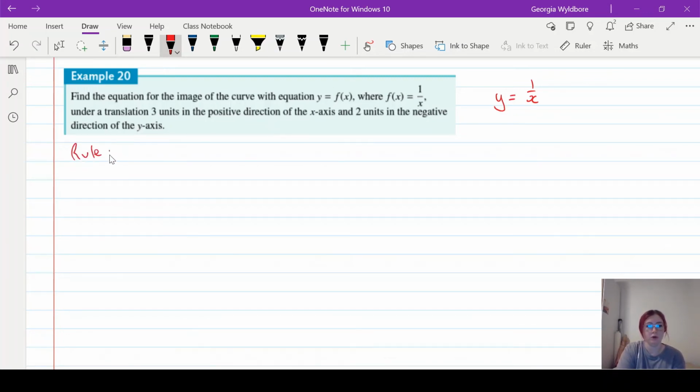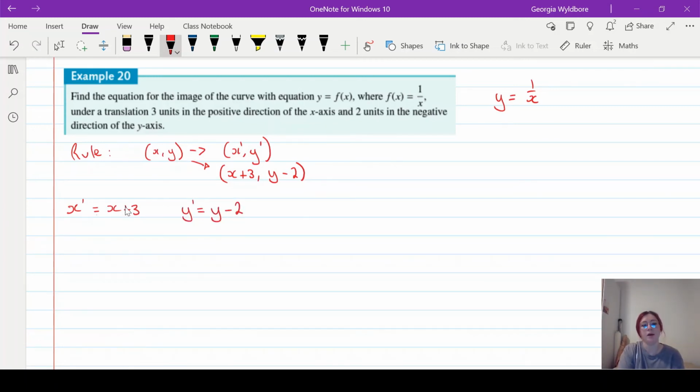So our rule, we know that (x, y) is going to map to (x', y'). So instead of writing x', y', we're going to write that it's going to (x plus 3, y minus 2). So we can say that x' is equal to x plus 3, y' is equal to y minus 2, and then we can rearrange those so that they're in terms of x and y rather than x' and y', so that we can substitute them back into our equation. So x is going to be x' minus 3, y is going to be y' plus 2.